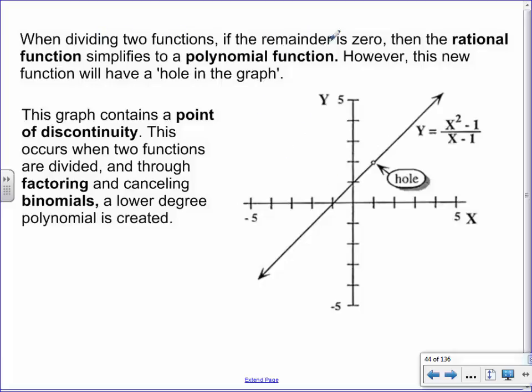When you divide two functions, if the remainder is 0, your rational simplifies to a polynomial. Is that terminology something you guys are familiar with? Your rational fraction, if it does divide, turns back into a polynomial, and it'll have a hole in the graph, which we use an open circle for. I don't know that I used this terminology before. It's called a point of discontinuity.